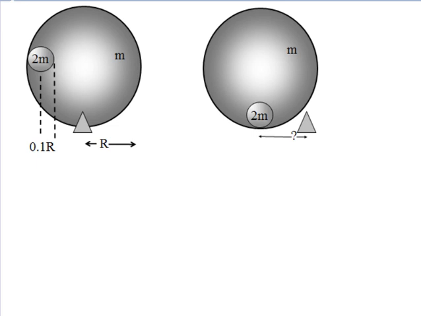Lastly, a problem that I think is good: we have a hollow sphere of radius r and mass m, and inside of it is a sphere that is twice as massive but has a radius of 1/10 r. And I have a little marker to indicate where the center of the spherical shell is.